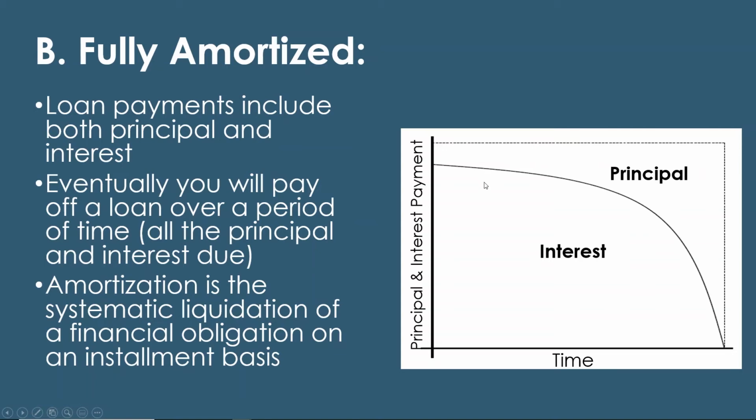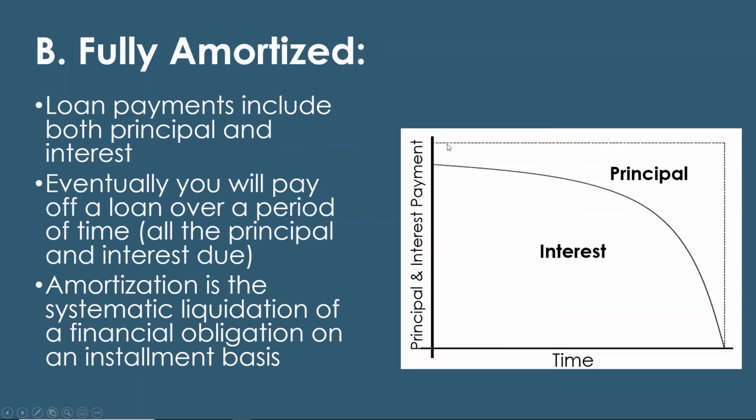And to clarify what amortization is, it's just a systematic liquidation of a financial obligation on an installment basis. Just a fancy way of saying your monthly payments that you're constantly paying every month, you're going to be paying off your debts with set payments. And these payments liquidate basically your loan obligation.